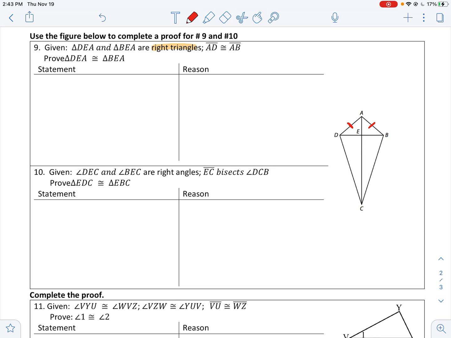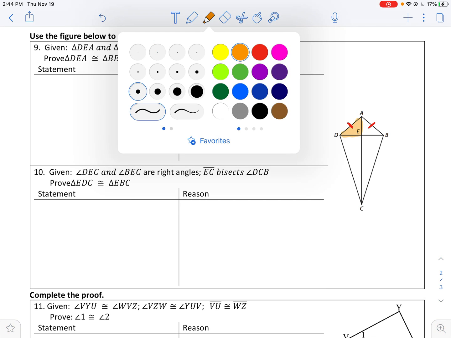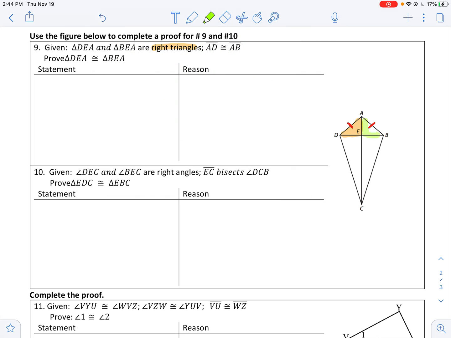Prove DEA is congruent to BEA. Let me highlight these two. I want to prove DEA in orange is congruent to BEA. Maybe I should do this in a light green. It's congruent to BEA. So I'm proving those two triangles congruent. We'll copy down our givens.